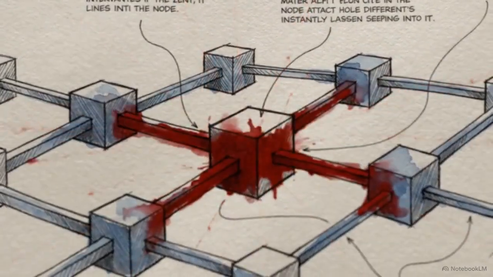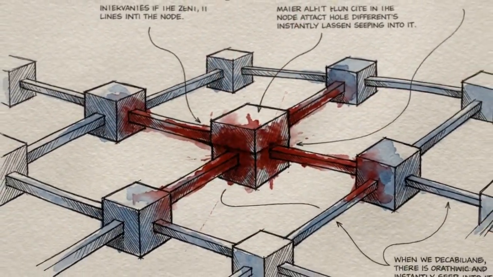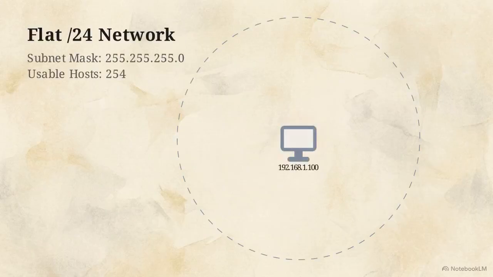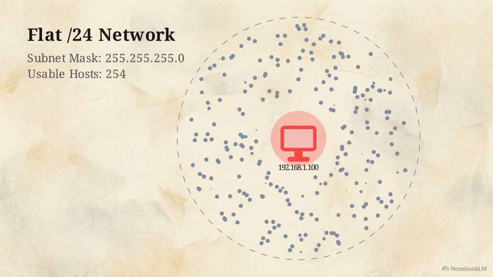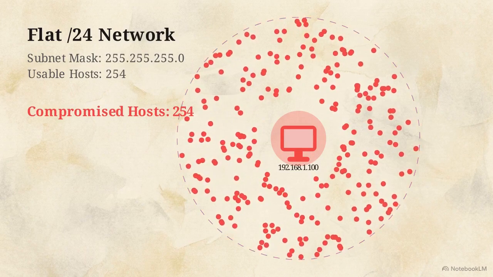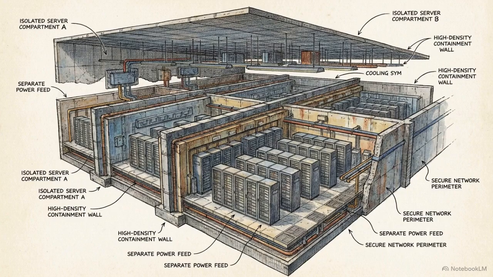However, a successful infection can still spread laterally across a flat network. In a flat network, every device shares a single broadcast domain. This lack of segmentation allows malware to move between devices without resistance. A compromised host in a standard /24 network can spread ransomware to up to 253 other machines. We solve this by implementing subnetting, an architectural solution designed to minimize the attack's blast radius.